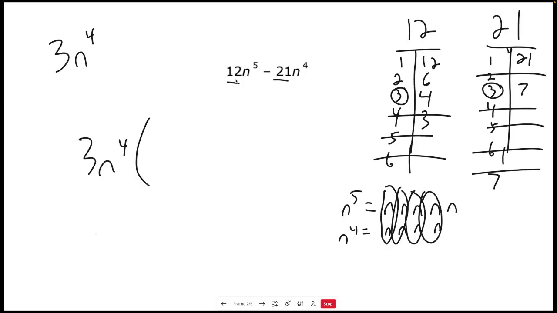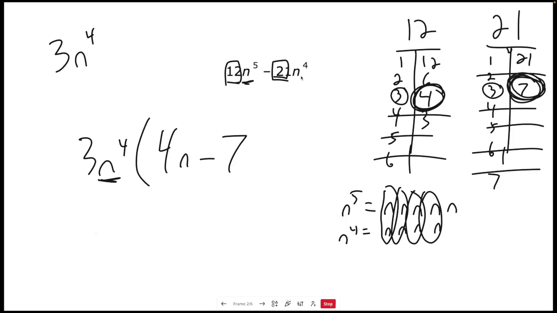And now we divide. 12 divided by 3 is 4, right? That's what's left on the list over here. And you are taking out this n to the 4th. So you started with n to the 5th, you take away 4 of them, you're left with n to the 1st power, or just n. Now we do the same process over here. 21 divided by the 3 gives me 7, right? That's what's left on the list. And we started with n to the 4th, we took out n to the 4th, so now there are no n's left. This is our final answer.